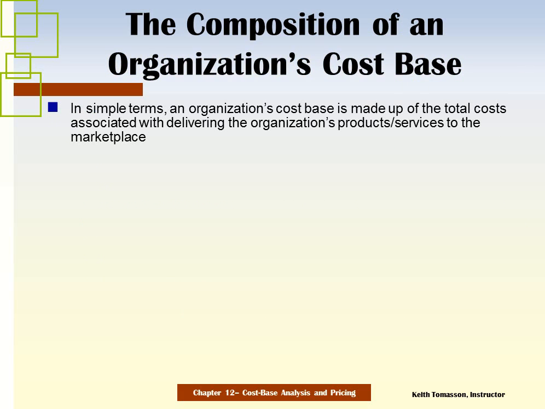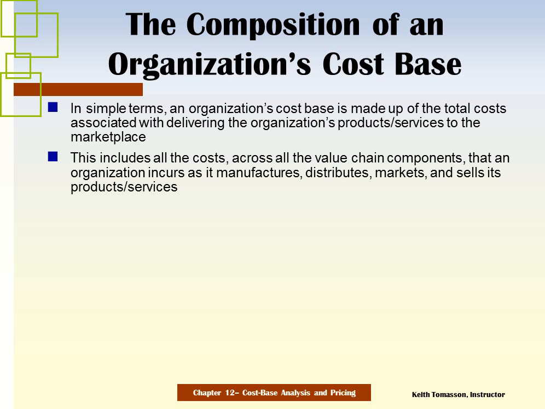So in simple terms, when we talk about the cost base, we're talking about the total costs associated with the production and selling of goods and services to the final consumer. So that includes all costs right across the entire organization. So including manufacturing costs, distribution costs, marketing costs, selling costs, financing costs, administration, anything involved in the cost to produce that good or service.